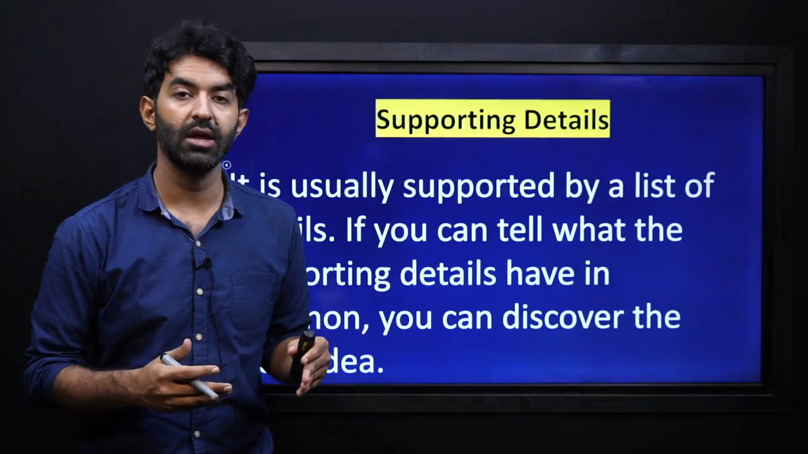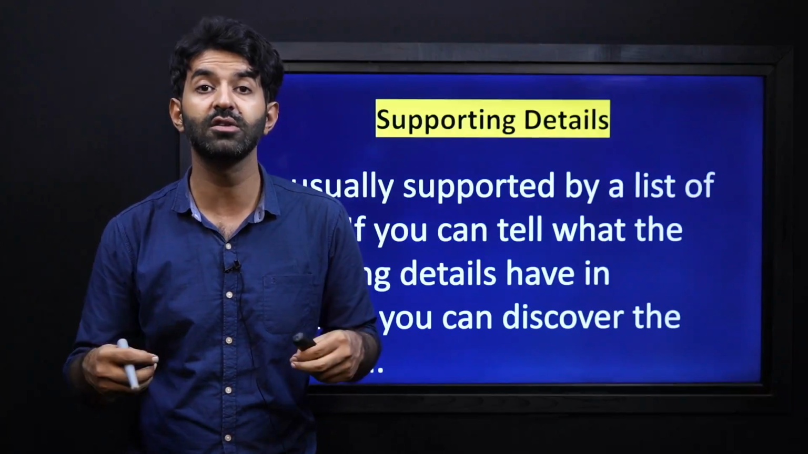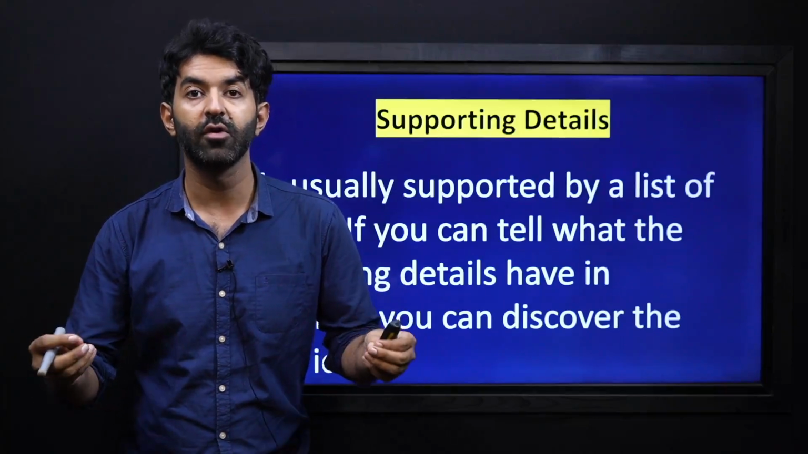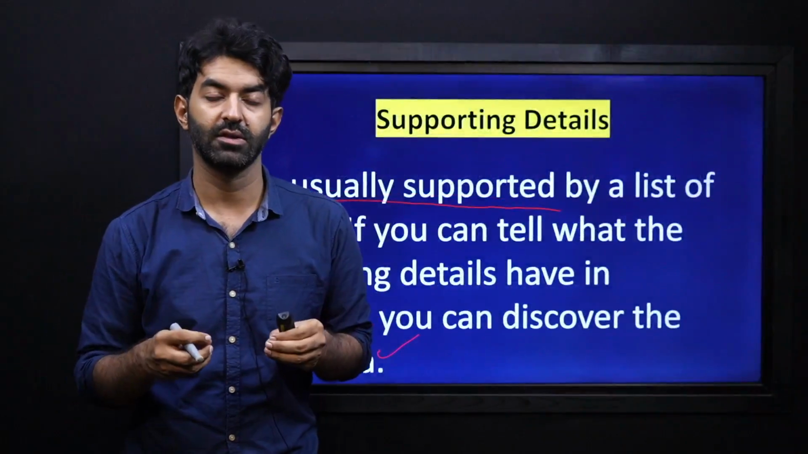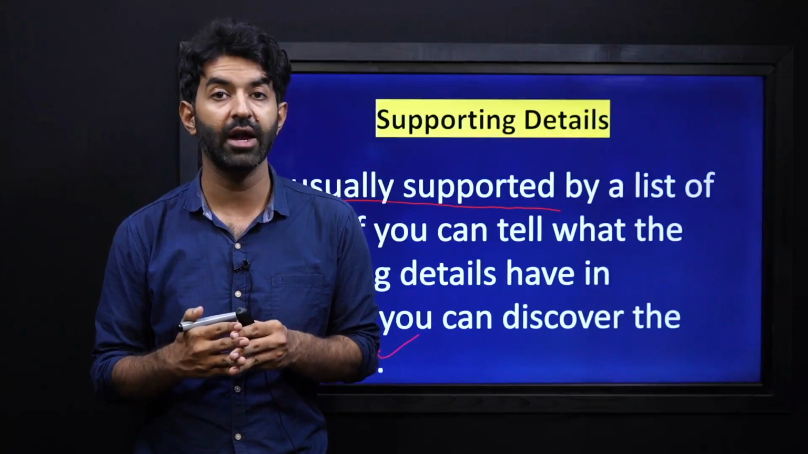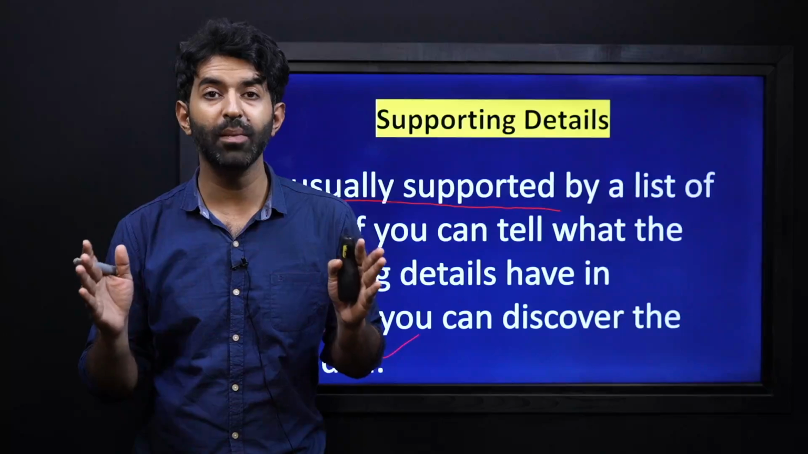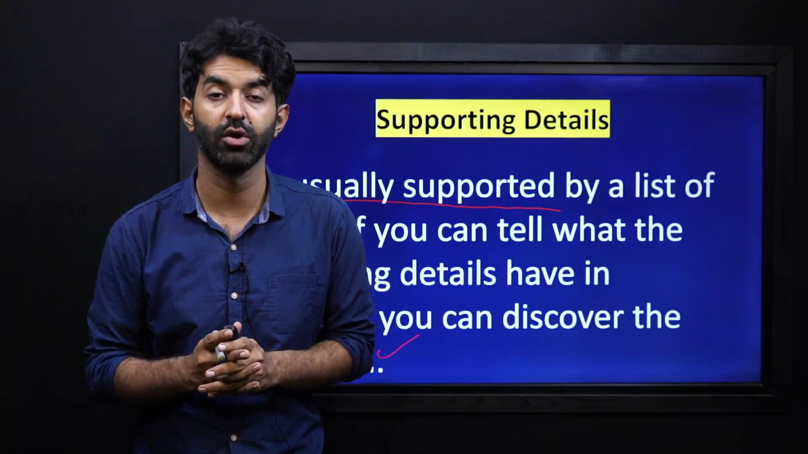Let's talk about the supporting details. All those sentences coming after the topic sentence, my dear learners, are your details that are supporting your topic sentence, and they explore the main idea even more. So it is usually supported by a list of details. If you can tell what the supporting details have in common, you can discover the main idea. All those sentences are details. They are connected and they are about the main idea that you find in the topic sentence. So you have to read them clearly, and when you see so many common things and some things being repeated, then you are sure that this is the main idea that the author or the writer wants to convey.